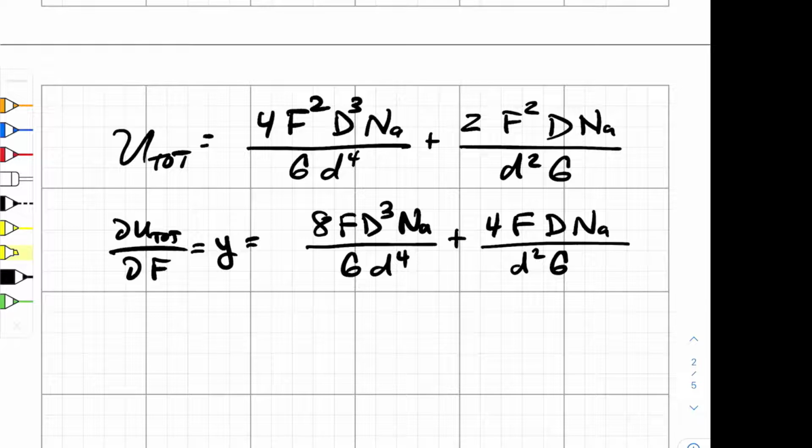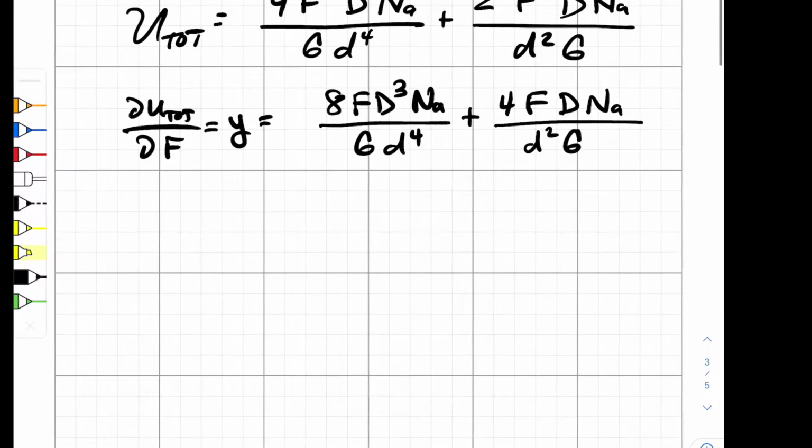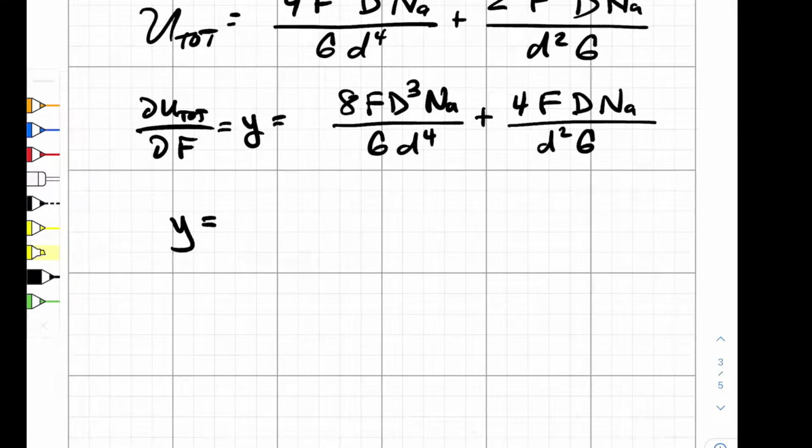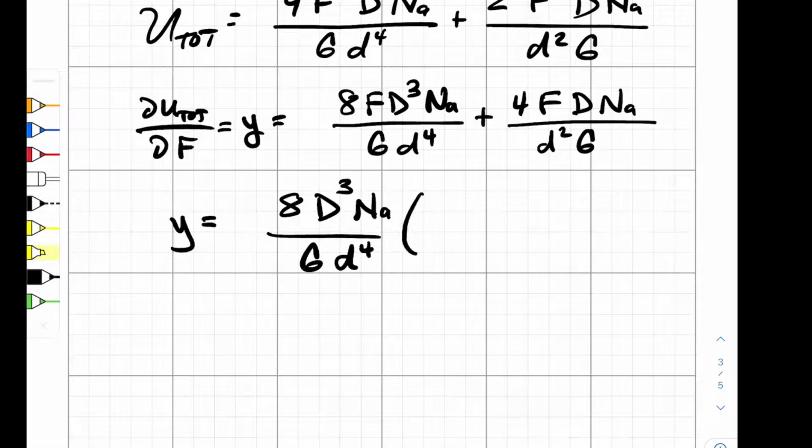We can simplify this quite a bit, and we find that the elastic deflection of the coil spring in the direction of the load is equal to 8 times the coil diameter cubed times the number of active coils divided by the shear modulus and the wire diameter to the fourth power, all of that multiplied by 1 plus d squared, that's the wire diameter squared, divided by twice the coil diameter squared.